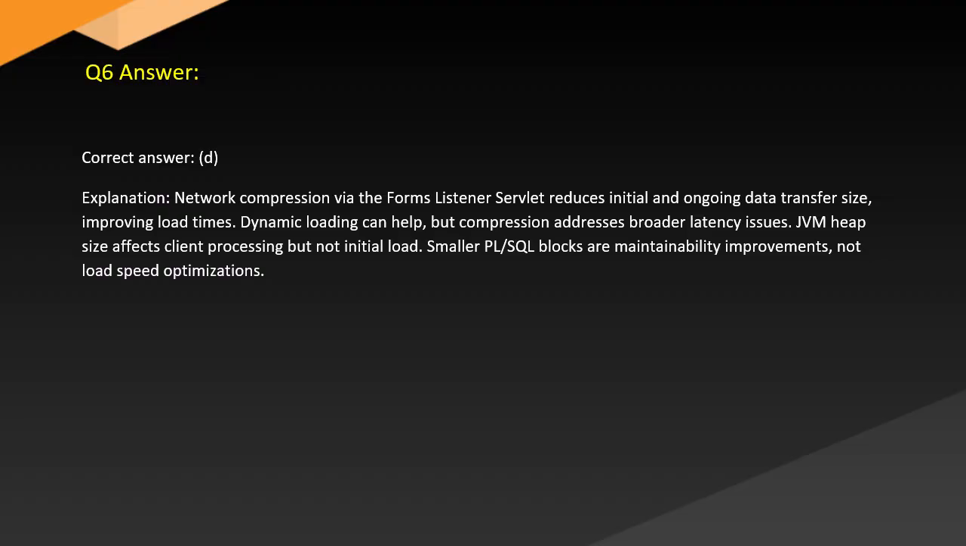Answer. Correct answer: D. Explanation. Network compression via the Forms listener servlet reduces initial and ongoing data transfer size, improving load times. Dynamic loading can help, but compression addresses broader latency issues. JVM heap size affects client processing, but not initial load. Smaller PL/SQL blocks are maintainability improvements, not load speed optimizations.